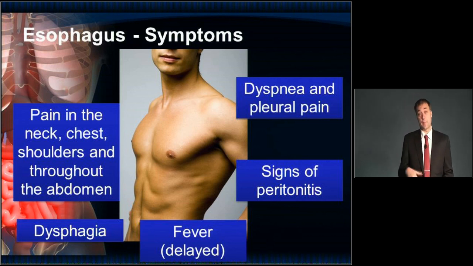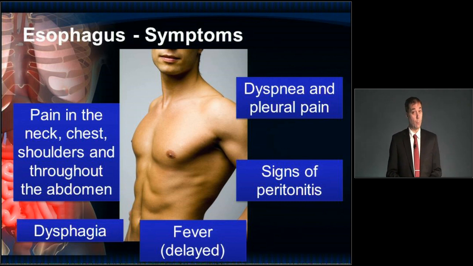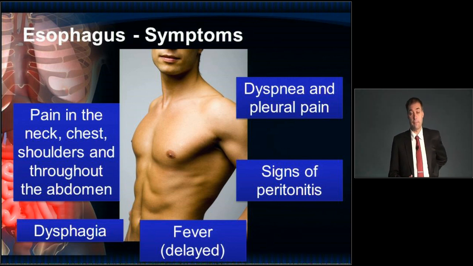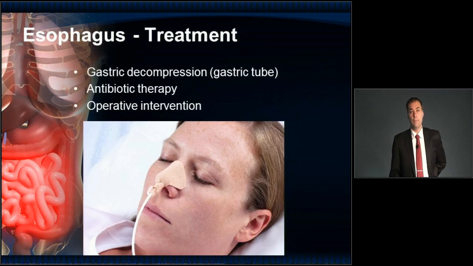Some of the symptoms that give away esophageal trauma, well, of course, fluid spilling from the esophagus into the mediastinum is going to cause pain in the neck, chest, shoulders, and throughout the abdomen. The patient will usually have pain on swallowing. They may have fever, but that has to do with chest infection, so that would be delayed. They may have signs of peritonitis, and they could have dyspnea or pleural pain because of the effect on the chest.